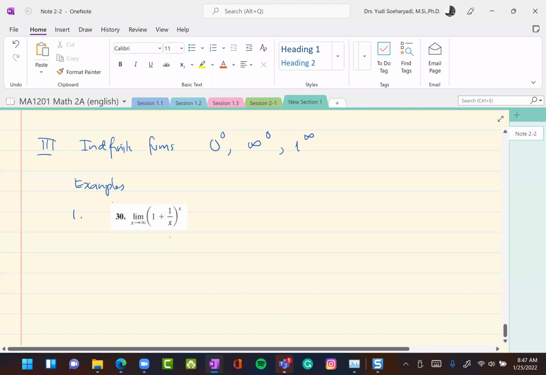Let's see first what kind of indefinite form this is. So x going to infinity, 1 over x is small. So this is going to be 1. That is 1 power infinity. So that's all. Okay. So what we're going to do here is not compute this directly, but compute this limit instead.